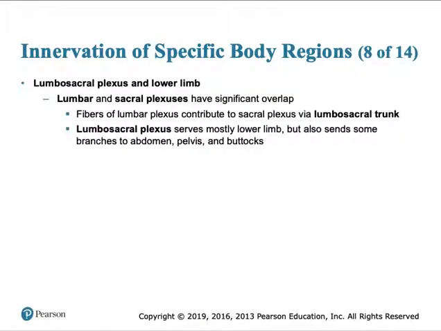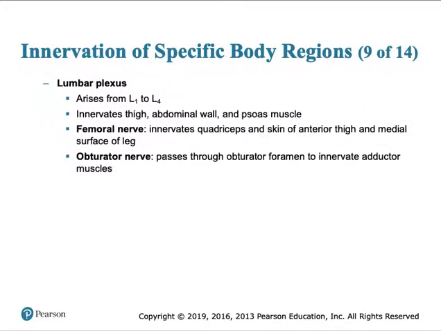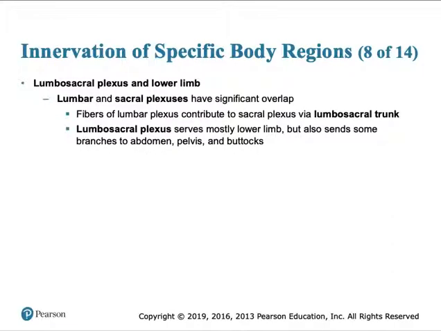Then we have the lumbosacral plexus. Basically the lumbar plexus and the sacral plexus have a lot of overlapping function, and they basically serve the lower limbs as well as portions of the abdomen, the pelvis, and the buttocks. And here's some more details on specifically the lumbar versus the sacral plexus.